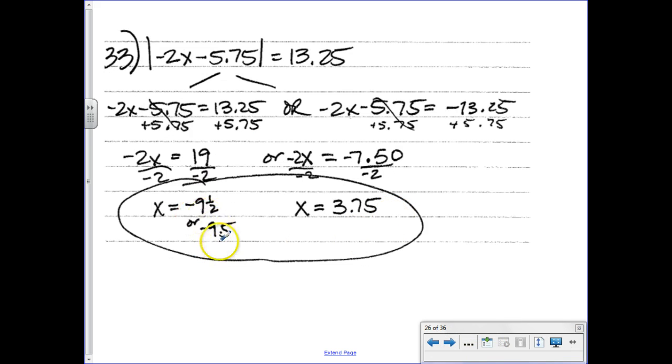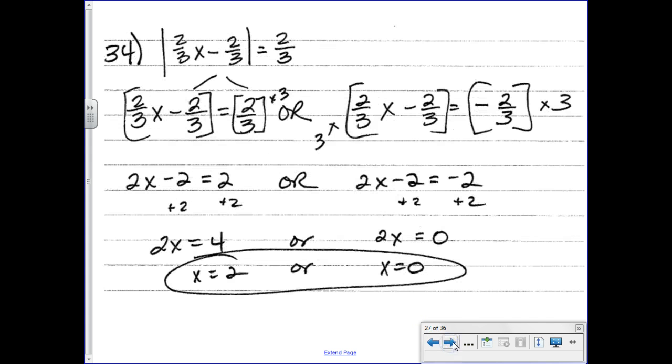33, you get negative 9.5, or if you wrote that as a decimal for one answer, and 3.75 or 3 3/4 as your other answer. 34, just take a look at the work here. I'm multiplying both sides by 3 so that I clear the decimal out of there after I break it into the two cases. And then you get to this stage, which is a piece of cake. And there are your two solutions.